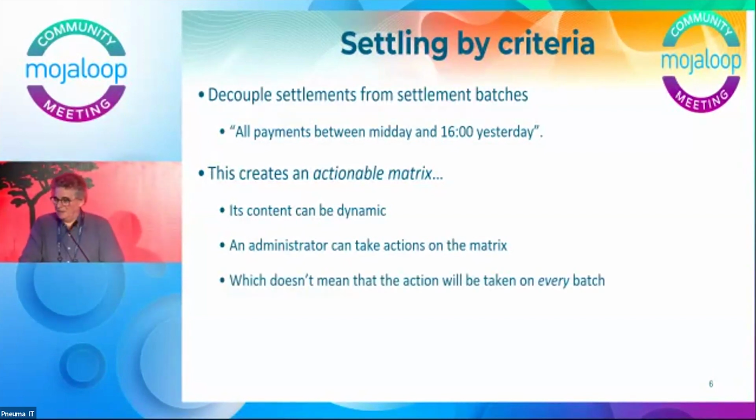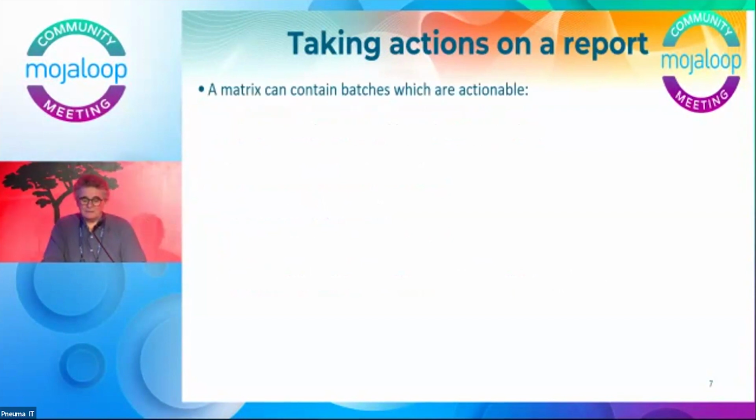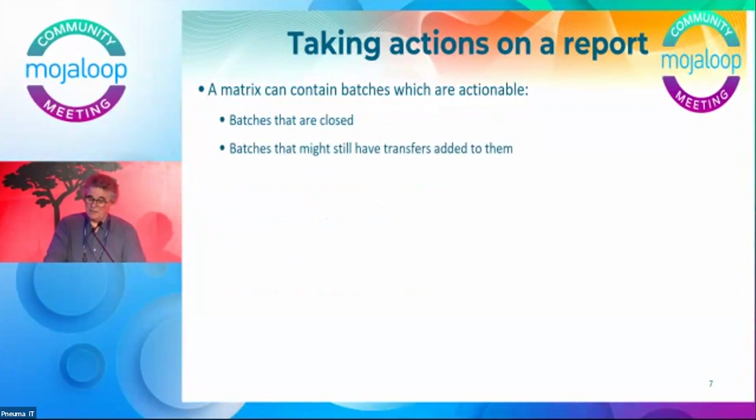Now, that doesn't mean that the action will be taken on every batch in the matrix. Because we're allowing matrices to be defined by criteria, it's possible that an individual batch might occur in more than one matrix. So, for instance, a matrix can contain batches which are actionable, batches that are closed, or batches that might still have transfers added to them. And also batches which are, according to our definition, not actionable.